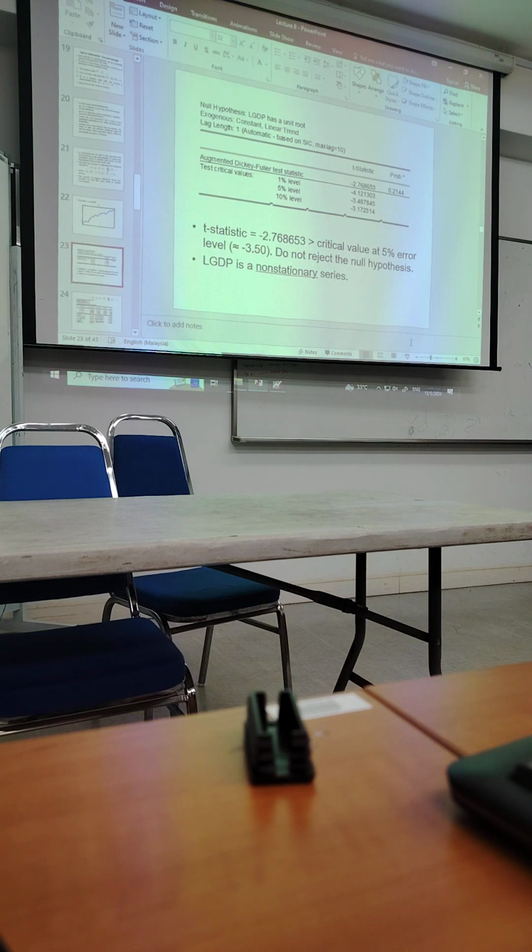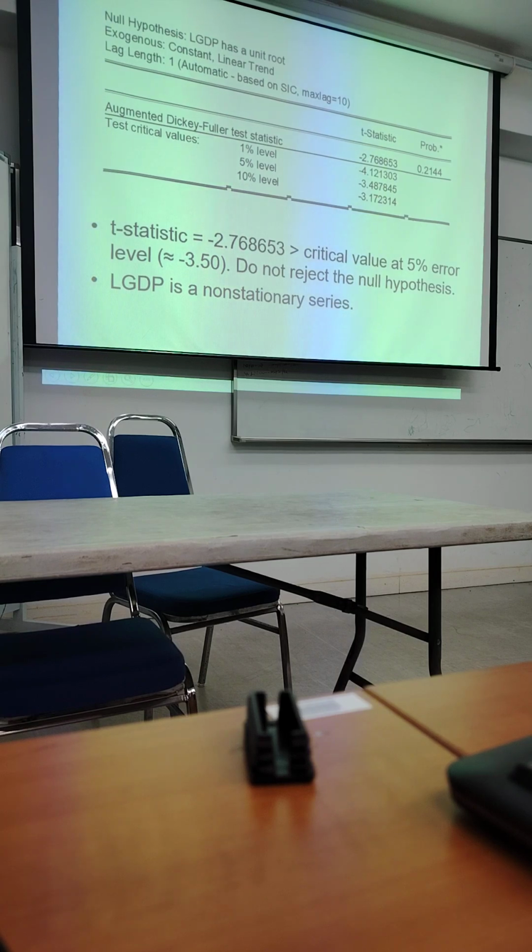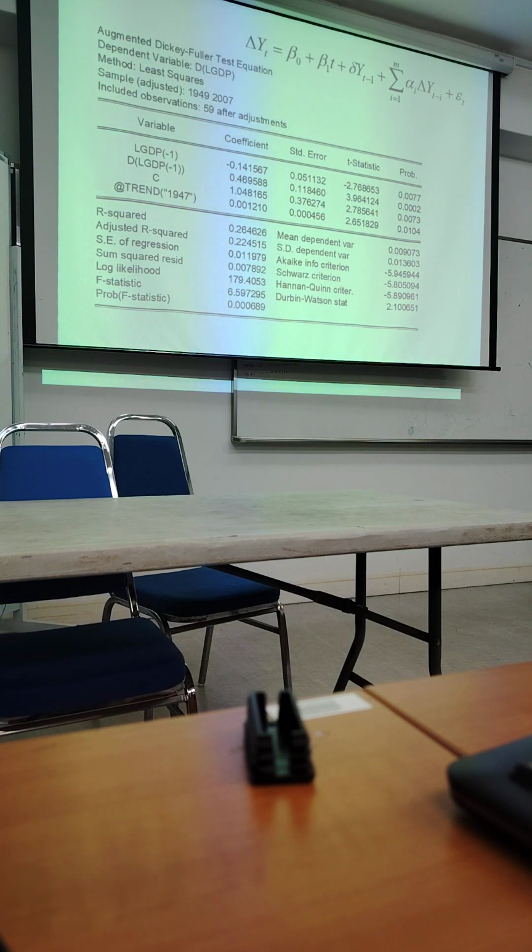So now, how are you going to make your conclusion? This test statistic is actually greater than your critical value, right? So you fail to reject. Fail to reject means what? Fail to reject the null hypothesis of a unit root. If you fail to reject, it means that your GDP has a unit root. Another way to look at the result is based on the p-value, 0.2144, not significant. So do not reject the null. You can conclude that your LGDP is non-stationary. Okay? So let's take a break, then we come back to discuss whether it is first-difference stationary or not.